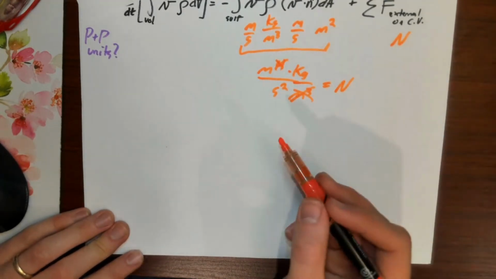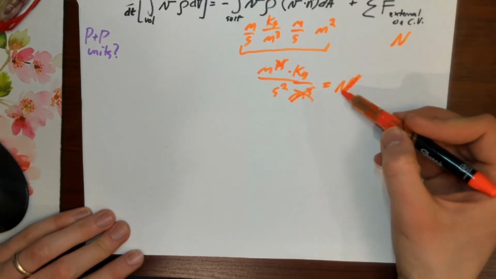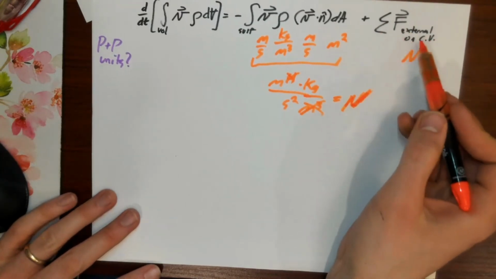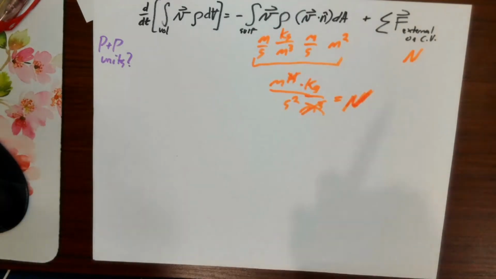Oh, that's the same as a Newton. Whew. And good thing too, because you know who would get very upset if these two terms had different units. So forces are kind of equivalent in units to momentum, rates of momentum in and rates of momentum out.